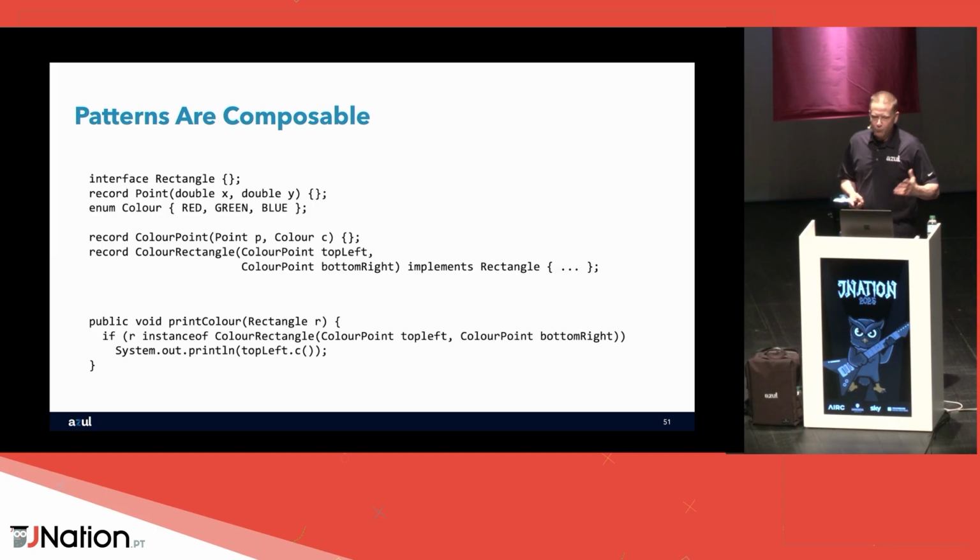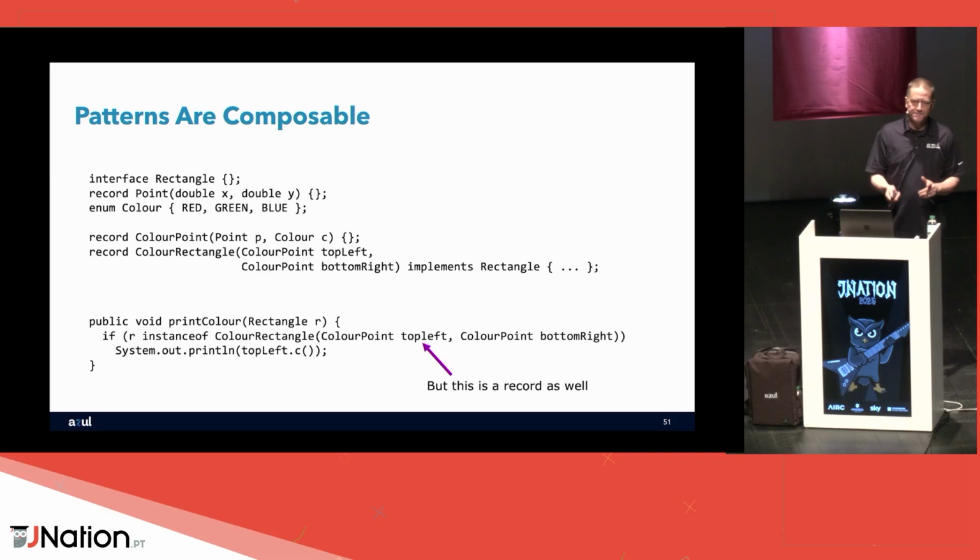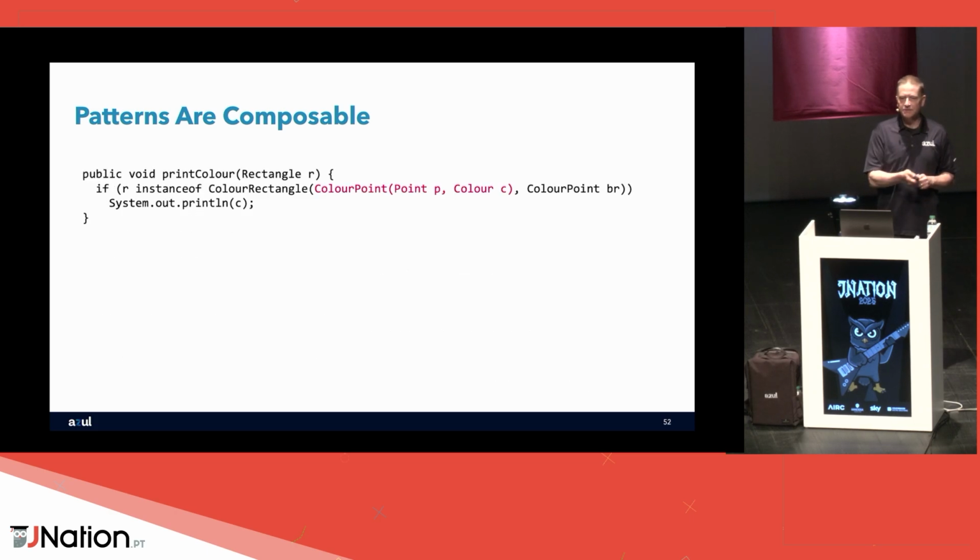So now we can do this. We can say print the color of a rectangle. And we can use our deconstruction pattern, and we can say if our instanceof ColorRectangle, give the record declaration, so ColorPoint topLeft, ColorPoint bottomRight, and print out the color of topLeft by calling the c method on topLeft. Great. But we know that topLeft is a record as well. So let's use deconstruction on that. So now we can say if our instanceof ColorRectangle(ColorPoint(Point p, Color c), ColorPoint br), and then, to make the slide easier to look at, I'll just rename the second variable br rather than bottomRight. And now we can print out c.